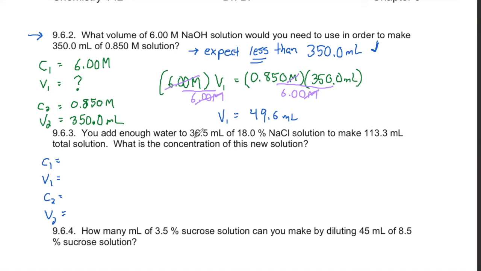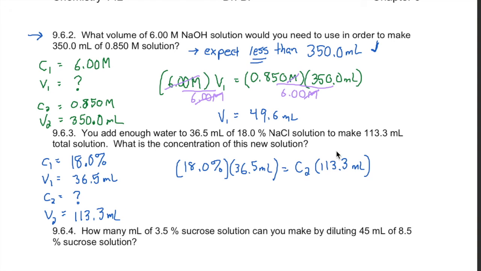Okay, here we have a problem where this volume and this concentration match. This time the concentration is in mass percent. So the 18% sodium chloride solution, we have 36.5 milliliters of that. And then our new concentration is not known. Our new volume is 113.3 milliliters.